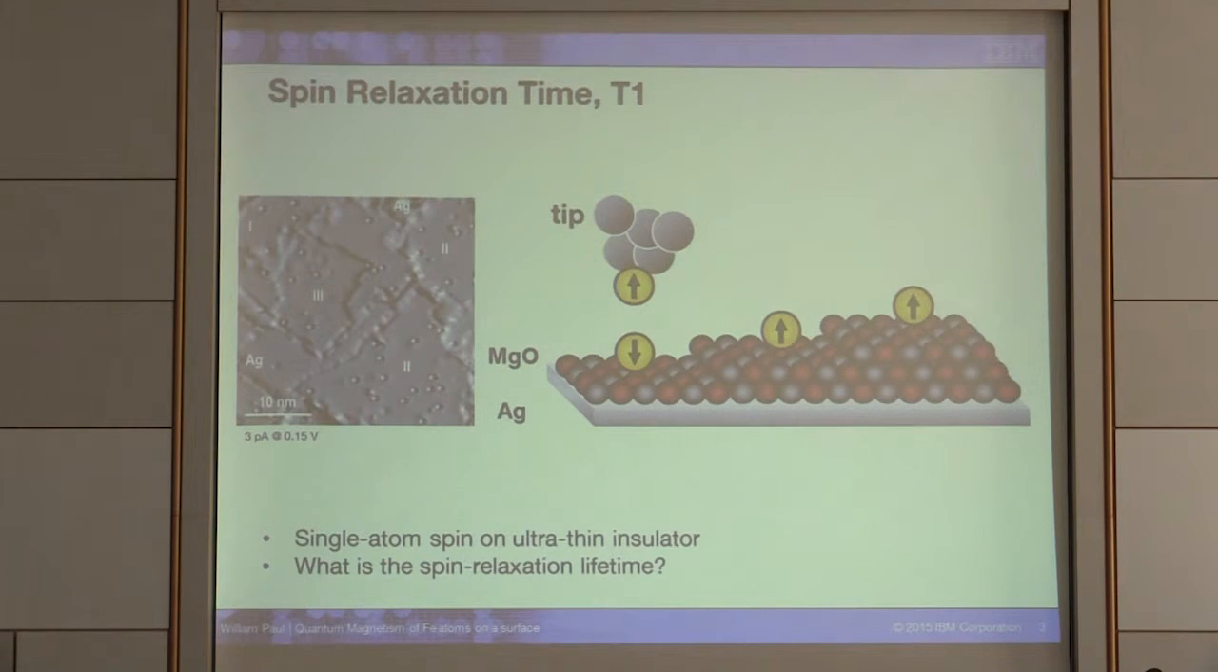Okay, so on the left, we have a surface of silver with 1, 2, and 3 monolayers of MgO labeled 1, 2, and 3, and there are single iron atoms deposited at low temperature on this. So this is a single atom spin on an ultra-thin insulator. And the question is, what's its lifetime? We know that iron atoms on bare metals will have hundreds of femtoseconds to picoseconds of lifetime. So how good is a 1 monolayer insulator? And what's the benefit of going to thicker insulators with the STM?